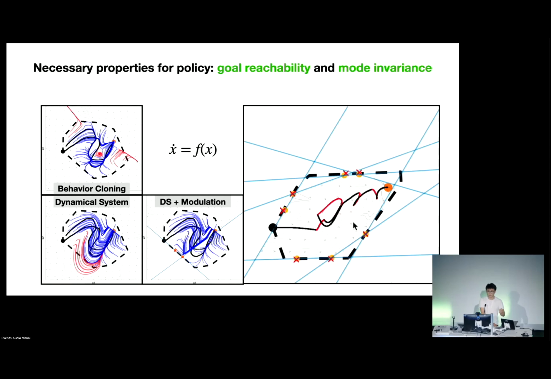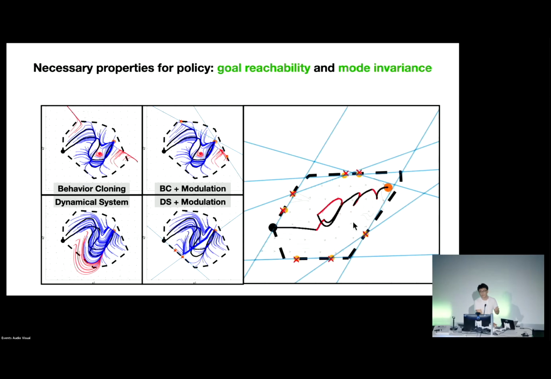We show a dynamical system plus modulation, and we're able to ensure both goal reachability and mode invariance. If we apply the same modulation strategy to behavior cloning, however, we can only ensure mode invariance. And this plot actually shows that low-level motion policies can be classified into 4 classes, depending on whether it has the invariance property or the reachability property. And in our work, we show only when a motion policy has both invariance and reachability property can we prove it's able to carry out any high-level discrete plan.